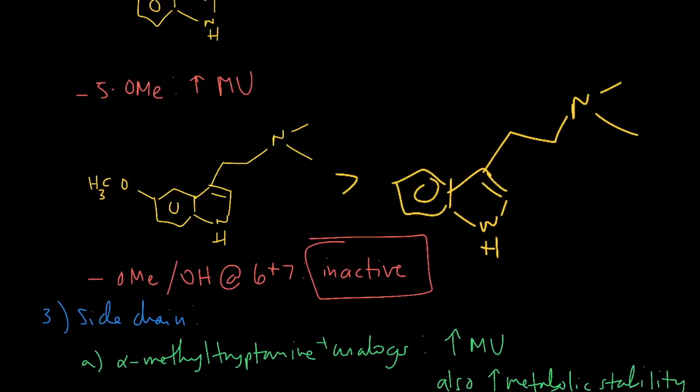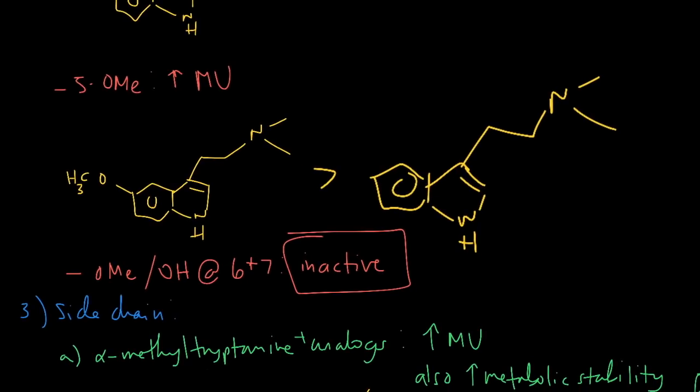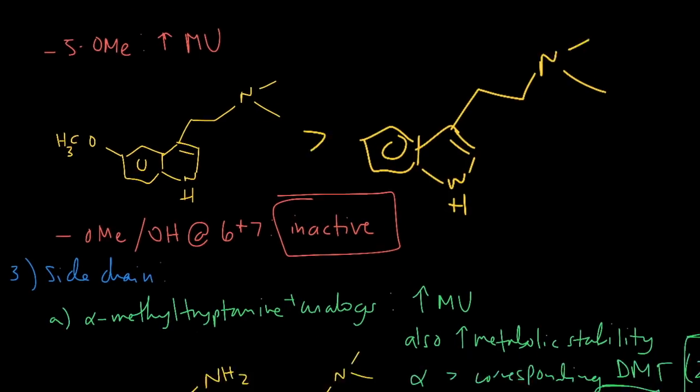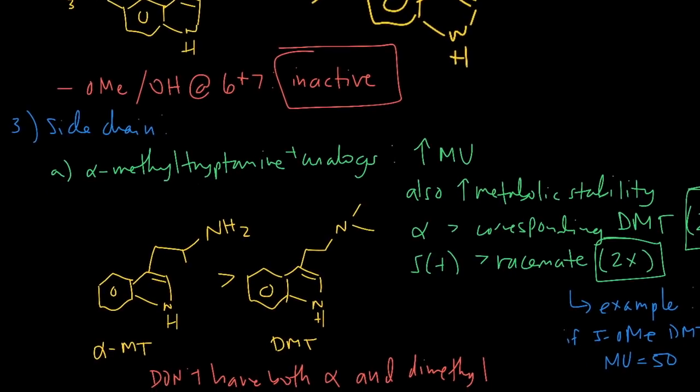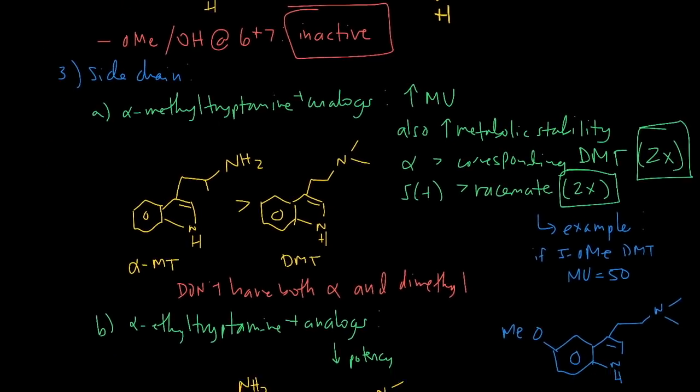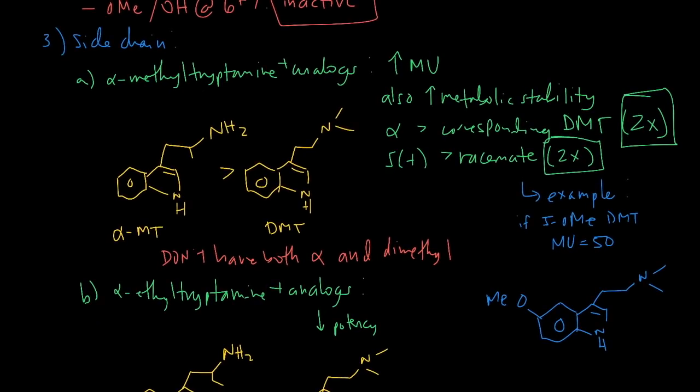Adding an O-methyl or a hydroxy at the 5 or 6 position makes the compound inactive as hallucinogens. Remember, we're talking about hallucinogen potency, not stimulant potency. They're very different. Next up, we have the side chains. Alpha-methyltryptamines and their analogs are more potent than their corresponding tryptamines. They are also more stable against metabolism, especially MAO.